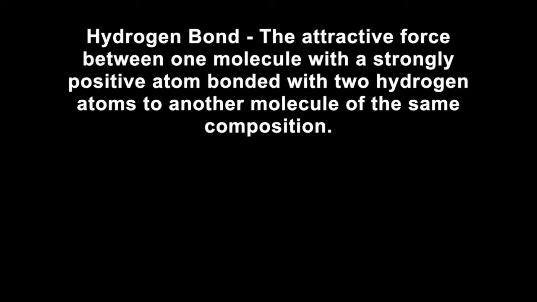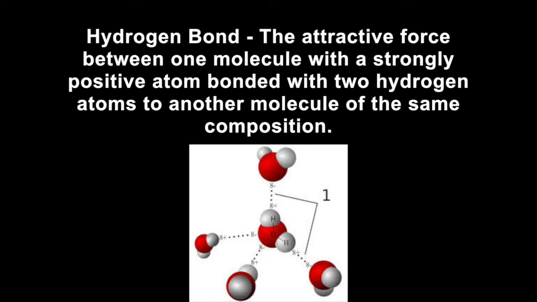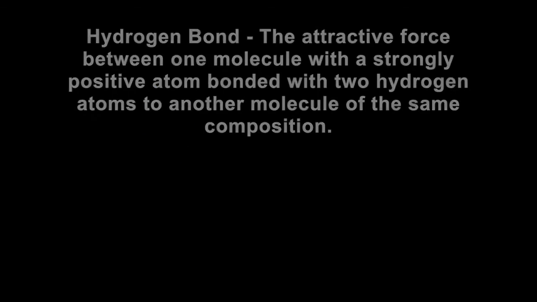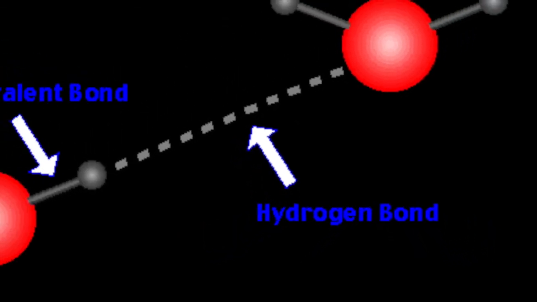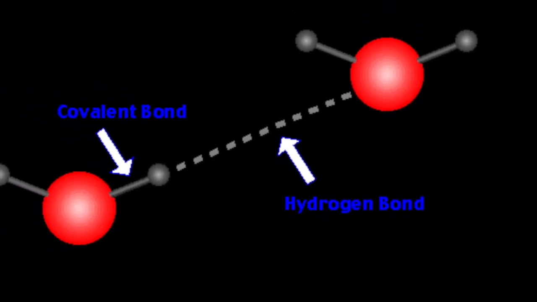The definition of a hydrogen bond is the attractive force between one molecule with a strongly positive atom bonded with two hydrogen atoms to another molecule of the same composition. A hydrogen bond is classified as a covalent bond, however, is slightly weaker. A hydrogen bond is also a type of dipole force.